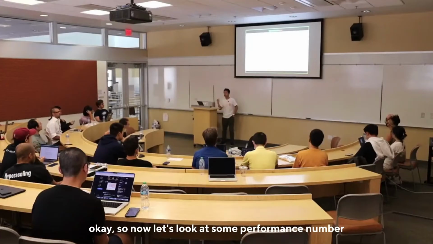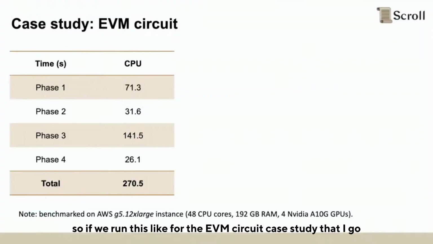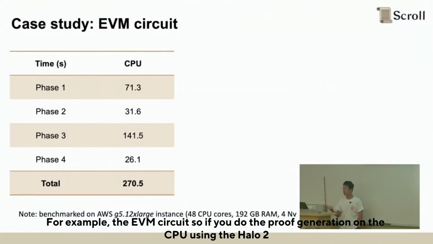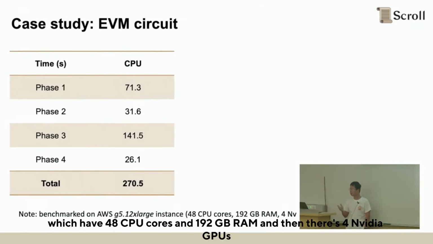Okay, so now let's look at some performance numbers. If we run this for the EVM circuit case study, let's look at the example of the EVM circuit. If you do the proof generation on the CPU using Halo2, right now we are benchmarked on the AWS G5 12xlarge instance, which has 48 CPU cores and 192 gigabytes of CPU RAM, and there are 4 NVIDIA A10G GPUs.